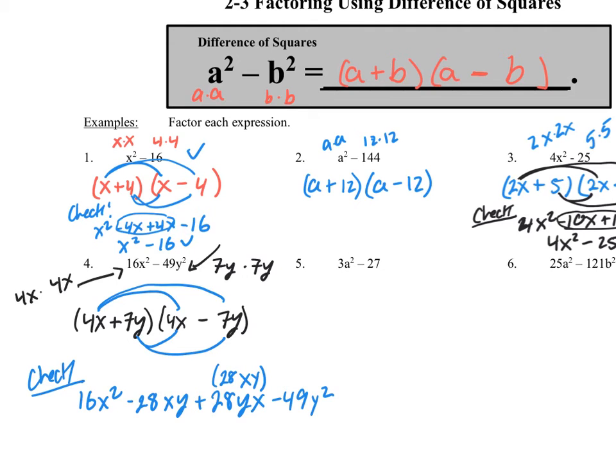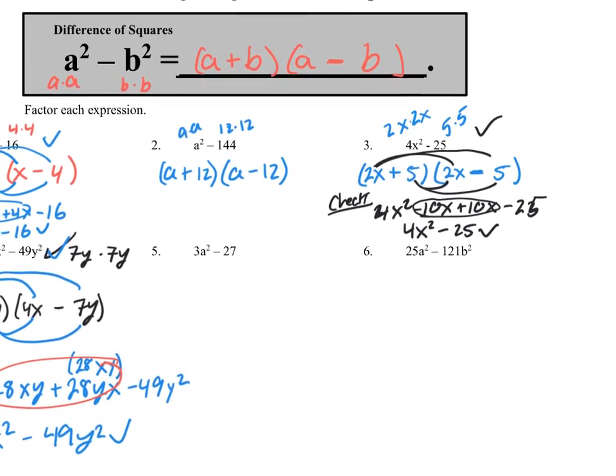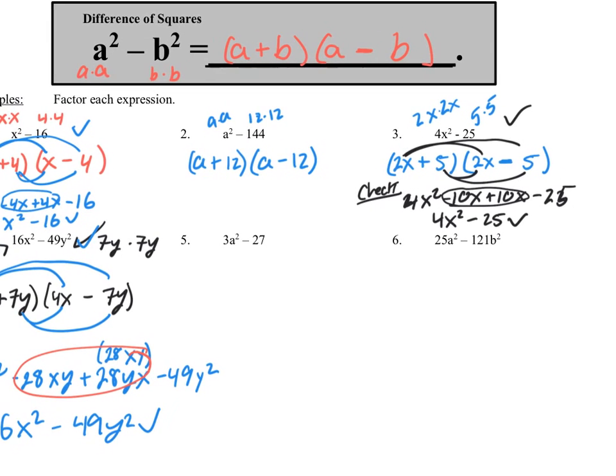And then we can see that the middle two terms are opposites of each other. So they're going to cancel to 0. And we're going to be left with our 16x squared minus 49y squared. So I can confirm, yep, I factored correctly because then when I distributed again, I got what I started with. So let's check out number 5.